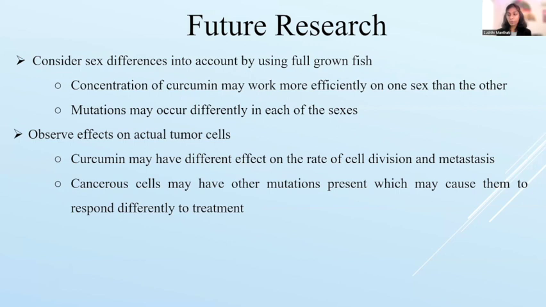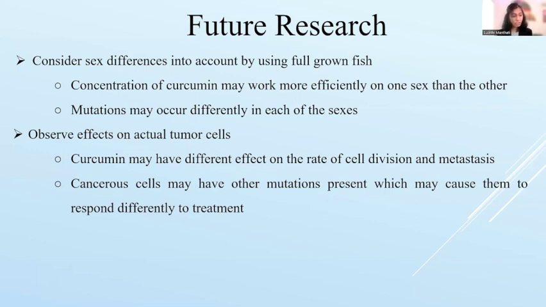However, in full-grown fish, there is still an overexpression of the p53 proto-oncogene. And when the different concentrations of curcumin are exposed to these adult fish, it could work more efficiently on one sex than the other, and the mutations may occur differently, proving that there is a different concentration of curcumin needed or different treatments are needed for different sexes.